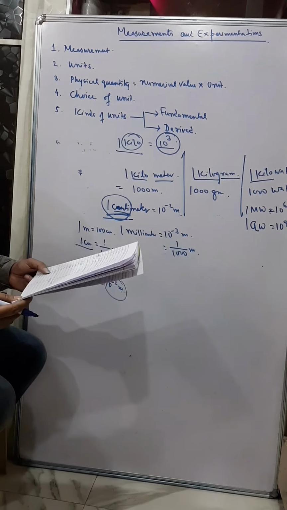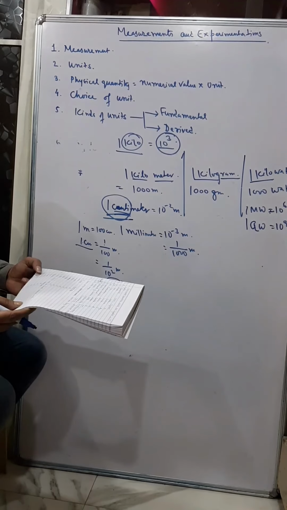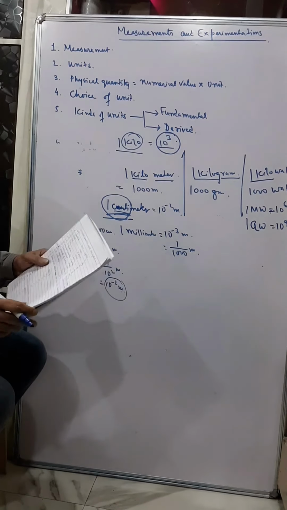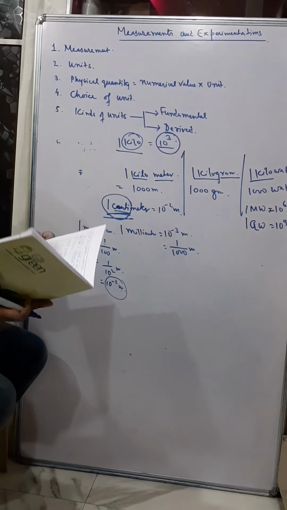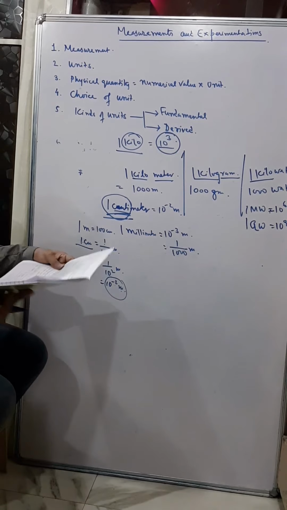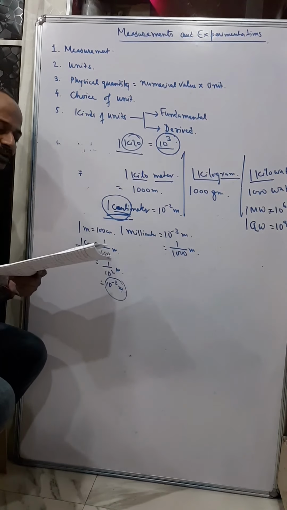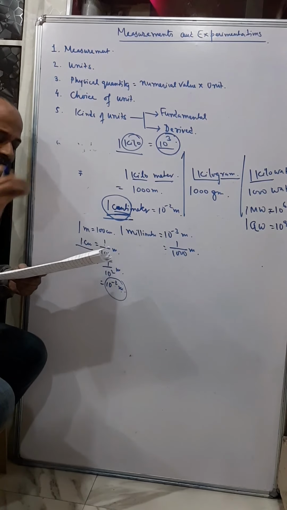So you should learn all these: deci, 10 to the power minus 1, centi, milli, micro, nano, pico, femto. Okay. And then the SI unit of length is meter. Now we'll discuss some units of length, mass and time.